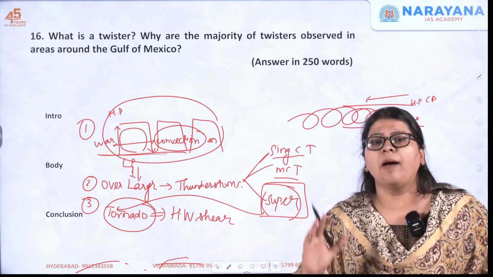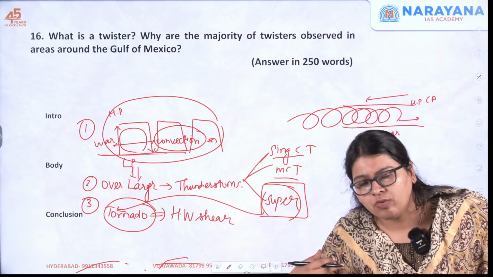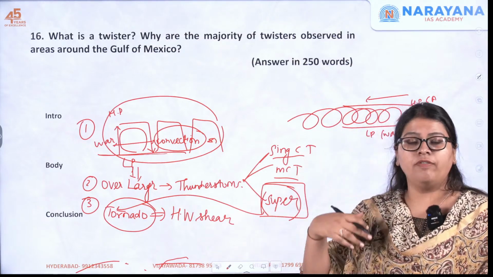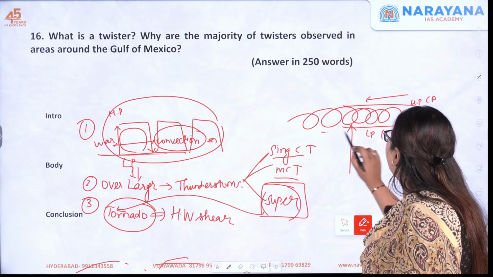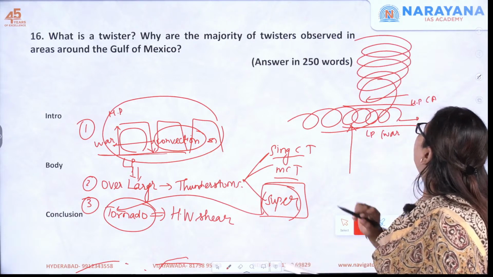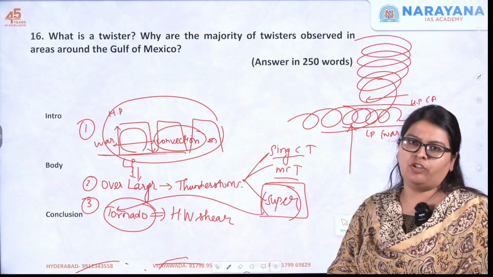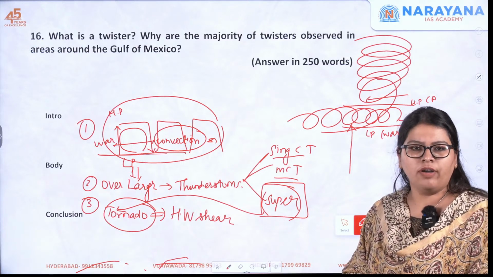or strong updraft. Updraft is when the air rises to very high heights, or very high altitude. So when that happens, it lifts this entire system up, and then it results in this kind of a tornado. So this is the simple mechanism of twisters or tornadoes.